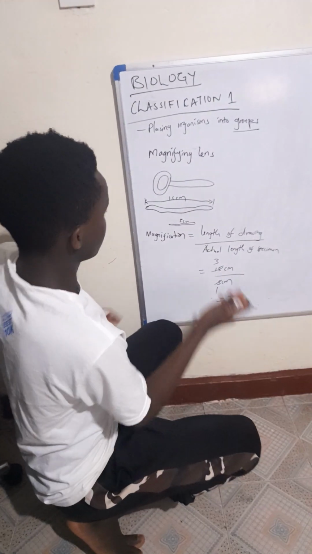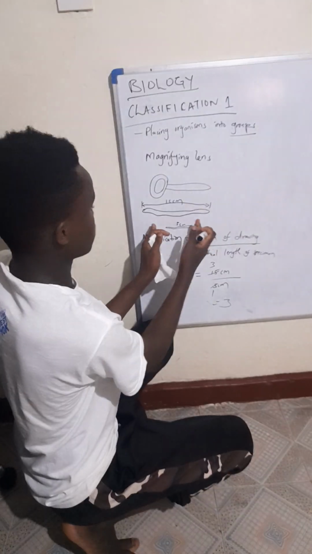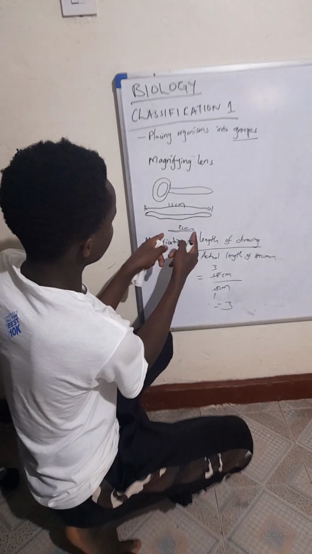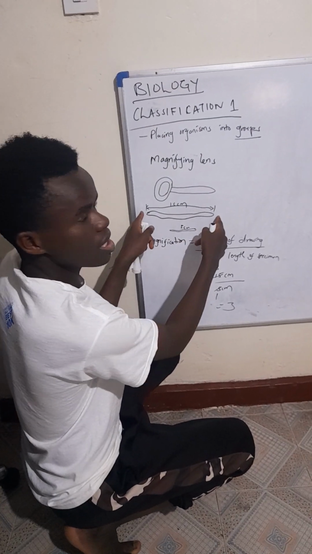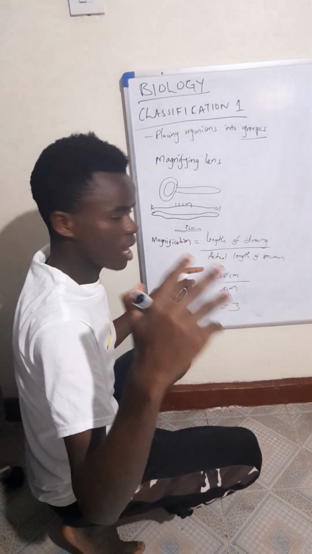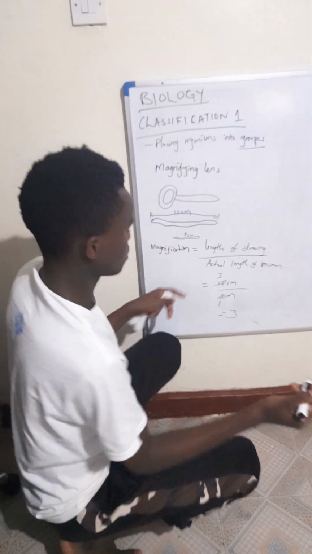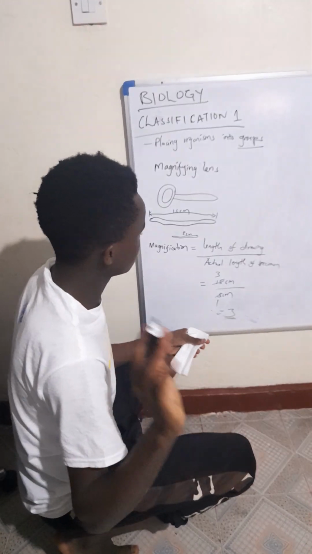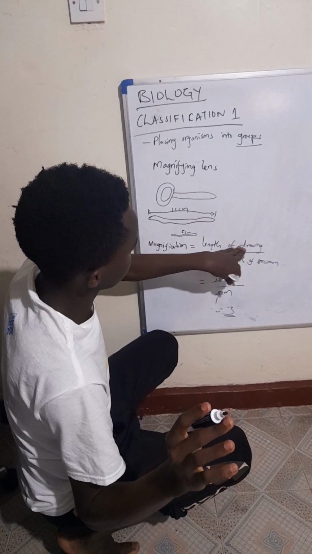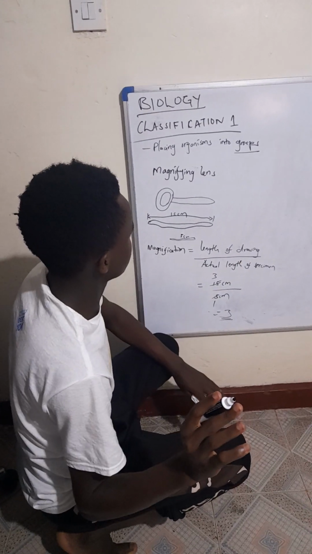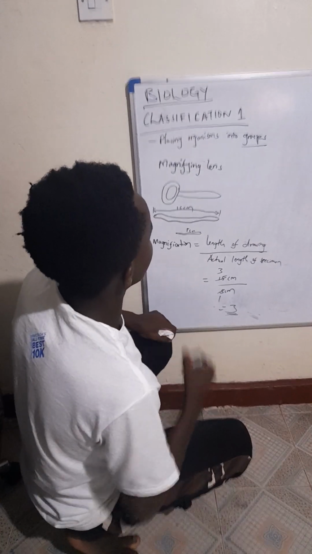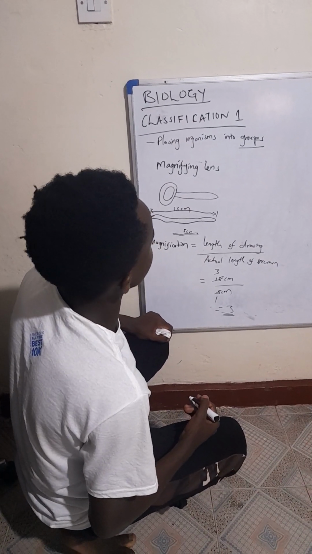So you'll see that we've enlarged this image or this object by 3 times. The actual object is 5 centimeter, the drawing is 15 centimeter, so we've enlarged it 3 times. So that's the magnification. And remember, magnification doesn't have a unit because it's a ratio. We are dividing the length of drawing over the actual length of specimen. I hope you have noted that, and maybe now we can move on to something else.